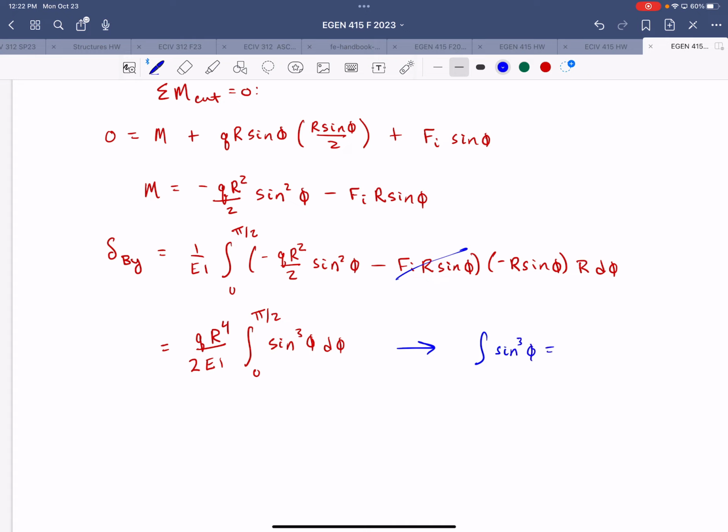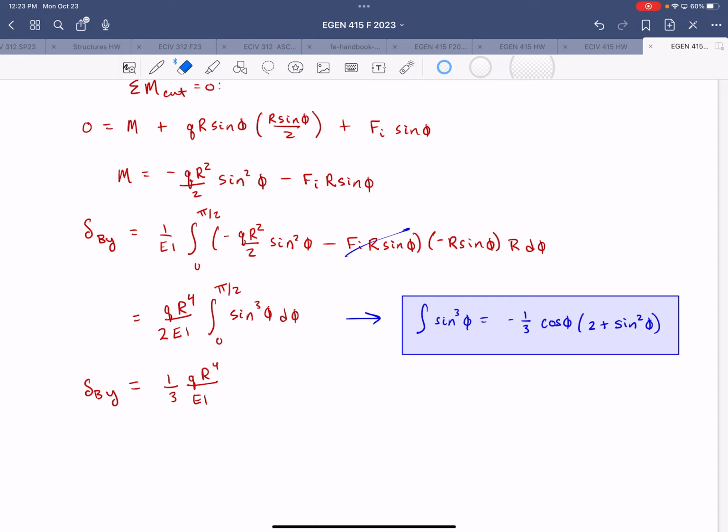Or you might just want to use your calculator. So our delta by would come out to be 1/3 QR to the 4th over EI. Comparing those two, we had QR to the 4th over 2EI for the uniform pressure, and now it's QR to the 4th over 3EI for only vertical pressure. So a little bit different, assuming you have the same magnitude, if it's vertical versus perfectly transverse.